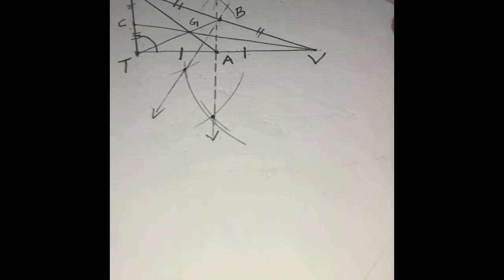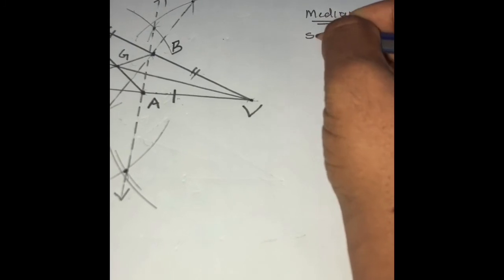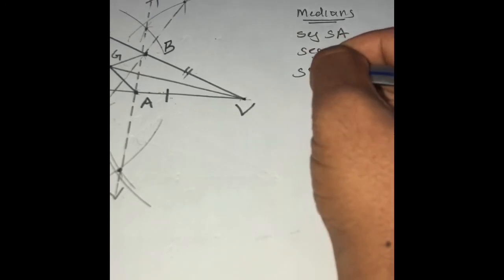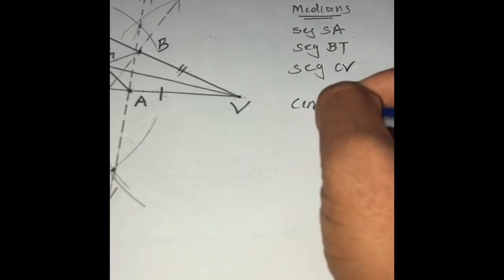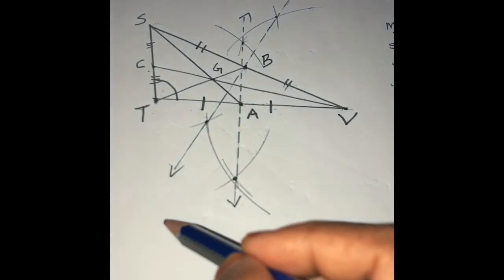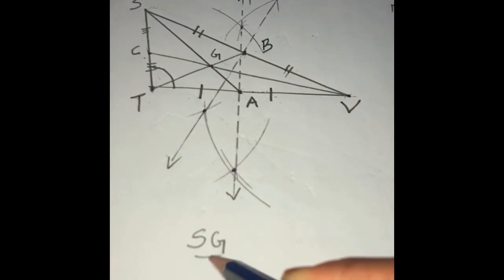So how many medians have we drawn, children? How many medians are here? So the medians we drew here, the total medians are: first median segment SA, second median segment BT, third median segment CV. And which is the centroid? Centroid is point G. What special property does centroid show? The special property that centroid applies over here is centroid divides each median in the ratio 2:1.